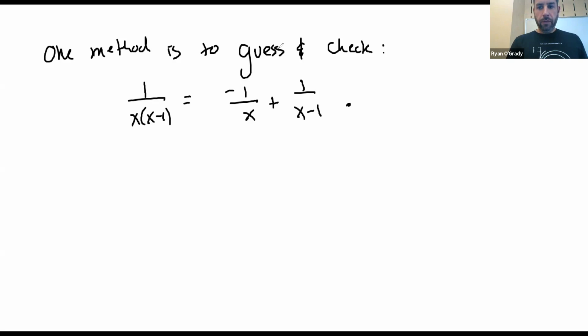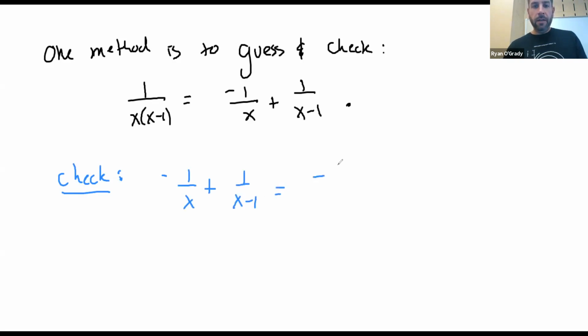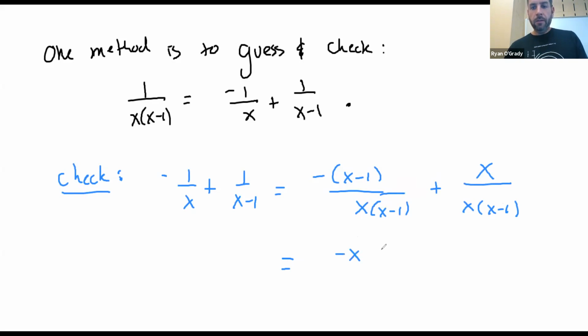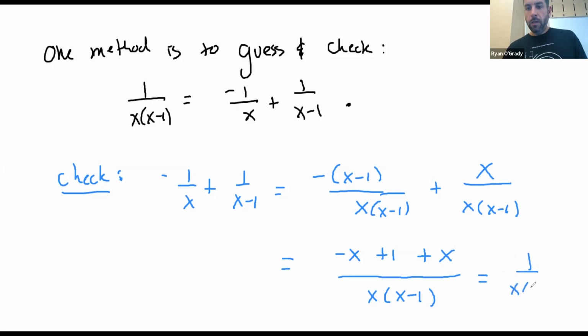Just for fun, let's check the right-hand side. -1 over x plus 1 over x minus 1 is the same as -x minus 1 over x times x minus 1 plus x divided by x times x minus 1, which is -x plus 1 plus x, all over x quantity x minus 1, which checks. It does, in fact, work.